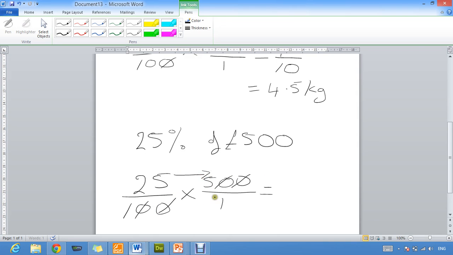Do not multiply diagonally as some students think. You multiply straight across that way. I'll put a sign here. So you go to 25 times 5, which should be 125 pounds.